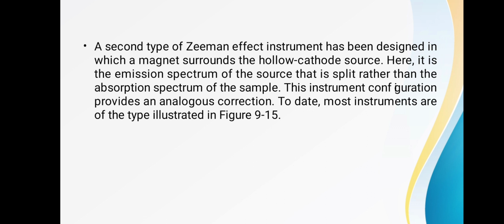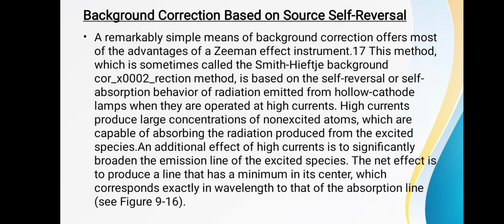To date, most instruments are of the types illustrated in the figure. Here, background correction is based on source self-reversal. A remarkably simple means of background correction offers most of the advantages of a Zeeman effect instrument. The net effect is to produce a line that has a minimum in its center, which corresponds exactly in wavelength to that of the absorption line.